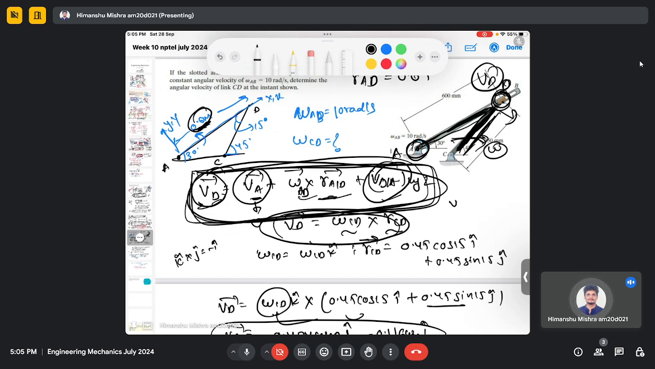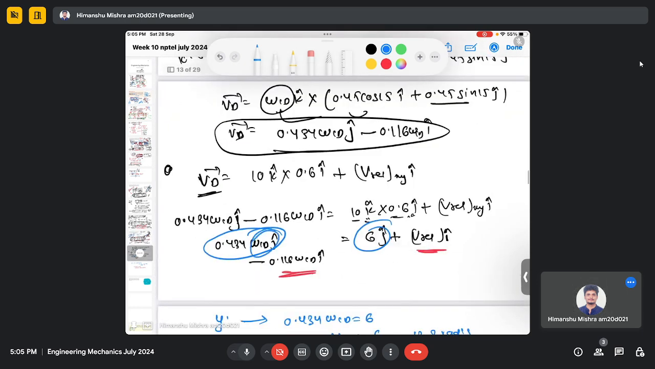So we use this equation omega cross R, where omega and R actually belong to this rod. But when we use the general formula between point D and A, then we use omega and R between point D and A, which is shown by this blue color. So we equate these two equations together to find the omega CD and the relative velocity.